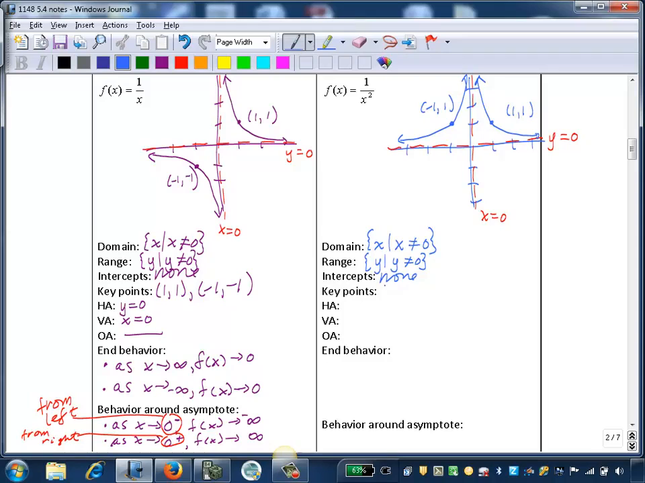We listed our key points, (-1, 1) and (1, 1). We have a horizontal asymptote at y equals 0. We have a vertical asymptote at x equals 0. And again, we don't have any oblique asymptote, no slanted or tilted asymptote. So now this end behavior. Let's look at the graph as x approaches infinity. So as we trace along the right side of our graph, as x gets larger and larger, we can see the graph flattening out.